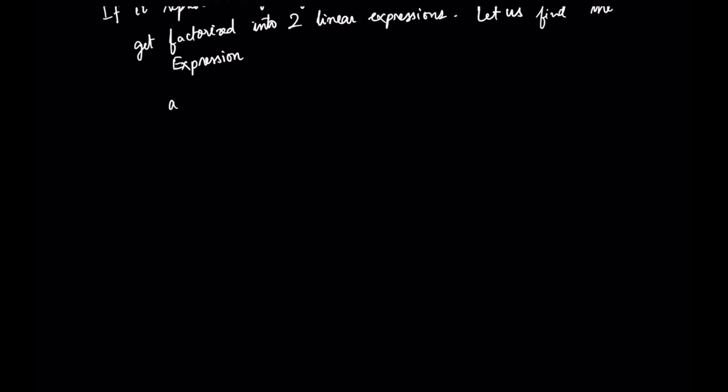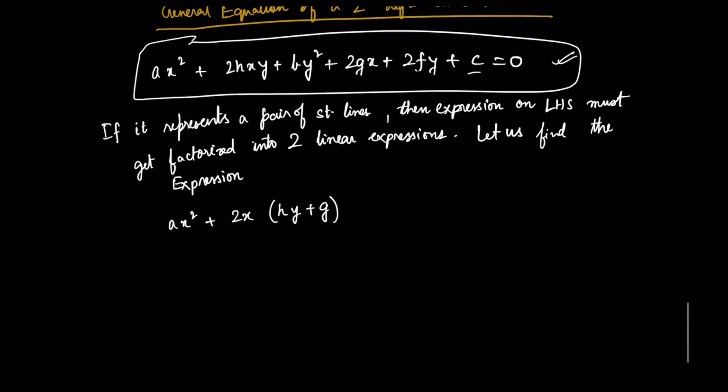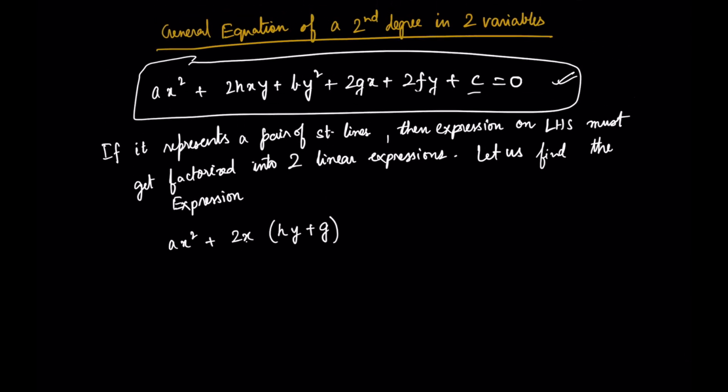So the equation is ax square plus 2hxy plus 2gx. This equation, basically I'm just trying to bring out the x part. Let's write this and write this. Plus the remaining part is by square plus 2fy plus c equals 0. Correct, Ilya?